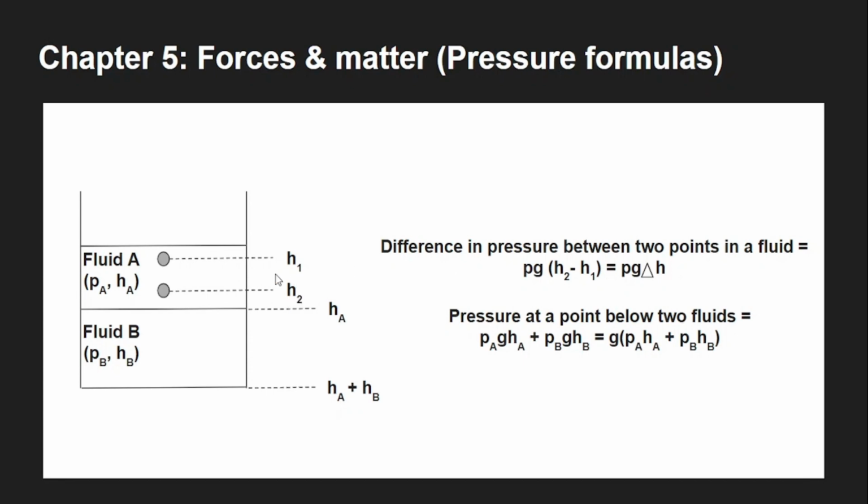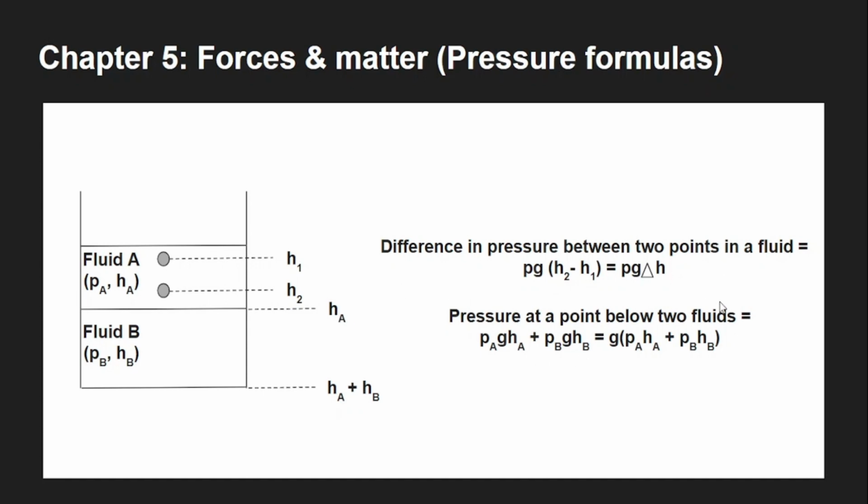So in this case, the first depth is H1, the second depth is H2. But because H2 is deeper than H1, you would take the deeper depth and subtract the shallower depth from it. So what you essentially have here is rho G delta H. So delta is a symbol usually given for a difference, and that difference is the difference between the deeper point and the shallower point, i.e. H2 minus H1. So that is how you find the difference in pressure between 2 points in the fluid.